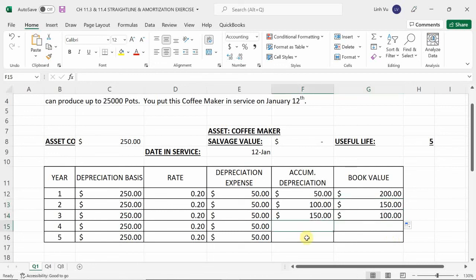What about my accumulated depreciation for year 4? 50 with 150 is 200. And now it's 50. And last one? It's 250 with 0. Good. So in this case, my salvage value is 0. It's matching. Yes, it matches.